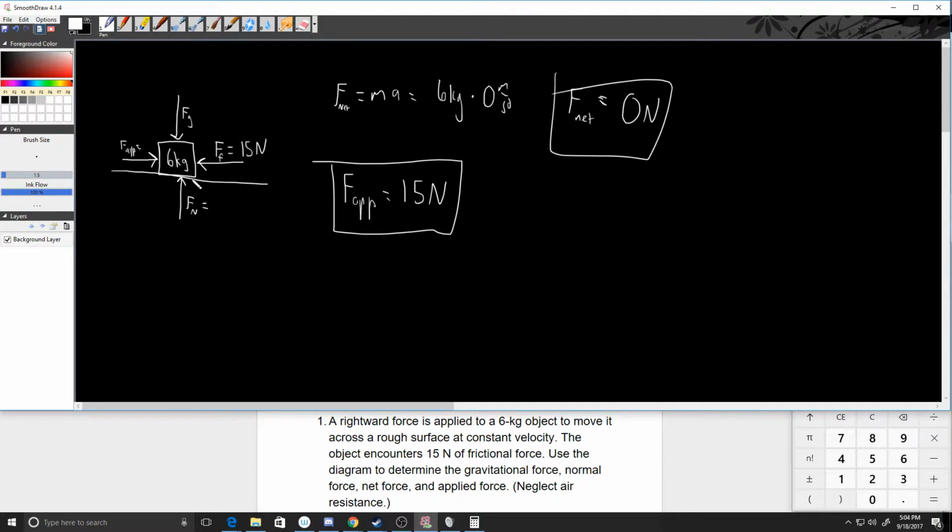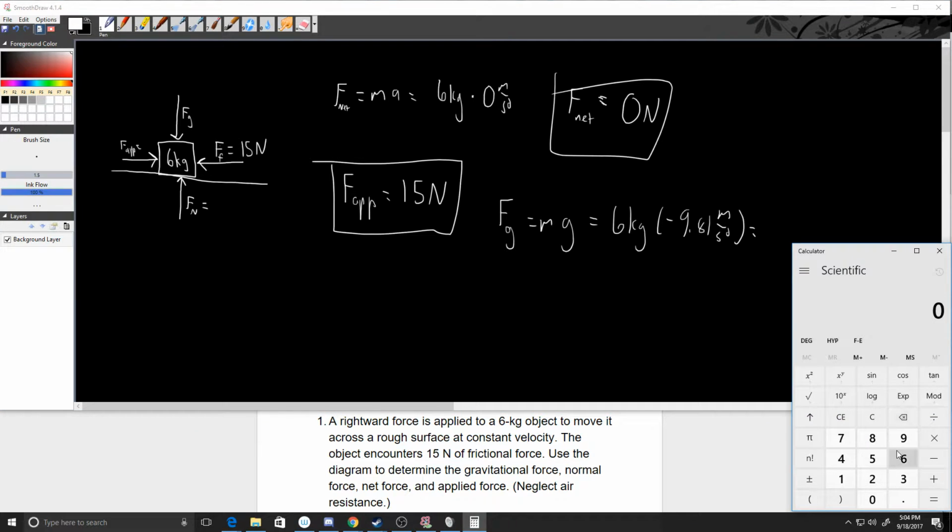Next one I think we can work on: we can't find the normal force unless we know the force of gravity. So let's start with that. Force of gravity equals mass times acceleration due to gravity. In this case we have 6 kilograms, and let's even go negative 9.81 meters per second squared. Can't do that one in my head. So let's go 6 times 9.81. 58.86 is what I'm getting.